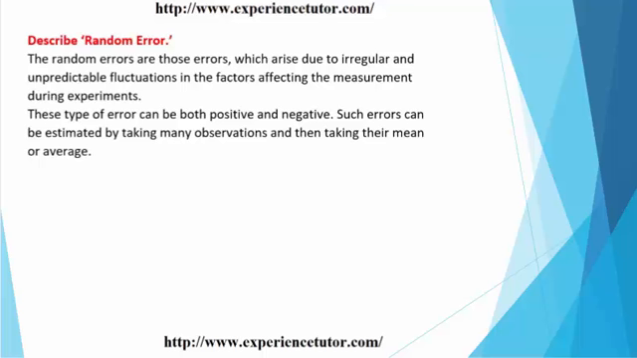The next question is: describe random error. The random errors are those errors which arise due to irregular and unpredictable fluctuations in the factors affecting the measurement during experiments. These types of error can be both positive and negative. Such errors can be estimated by taking many observations and then taking their mean or average.